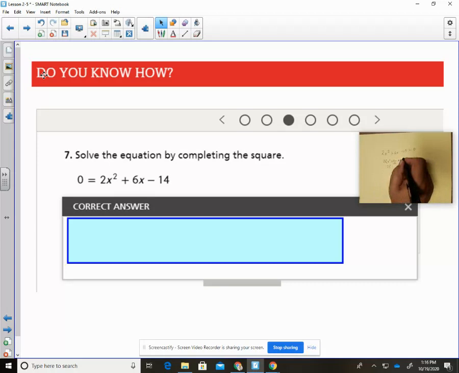So then 2 times, half of 3 is 3 halves. 3 halves squared is 9 fourths. So I'm adding 18 fourths. So I'm actually going to add 18 over 4 to both sides. And I probably should have gone ahead and divided by 2, but who cares? So we got x plus 3 over 2 squared equals, now what is 14 as a fourth? You'd have to multiply by 4, so that's 56. So 56 over 4, plus 18 over 4. And that would give me 74 over 4.